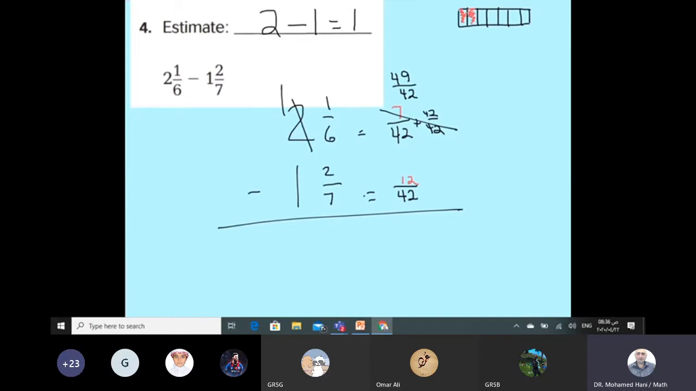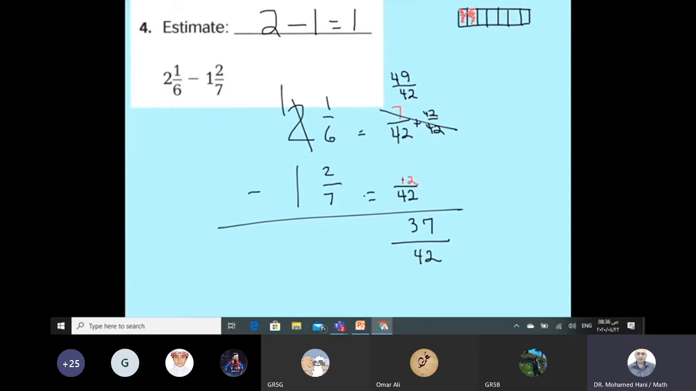Now I can subtract 49 minus 12. 9 minus 2 is 7, and 4 minus 1 is 3. So I have 37 over 42. Now, for my whole numbers, I don't subtract anything because 1 take away 1 is 0.